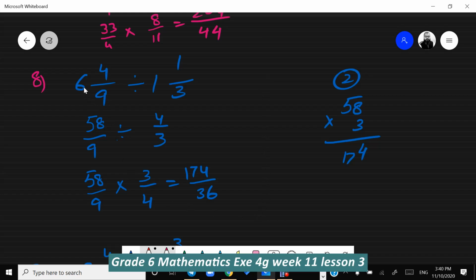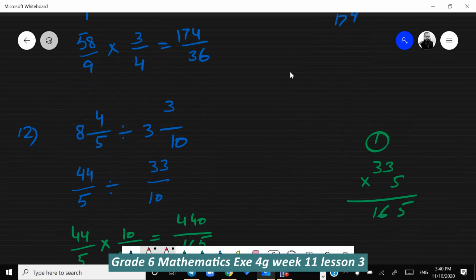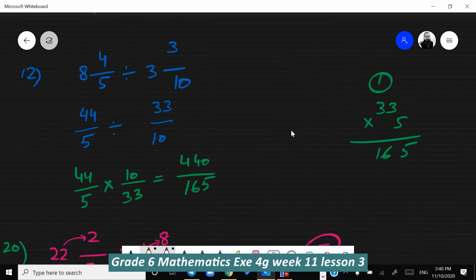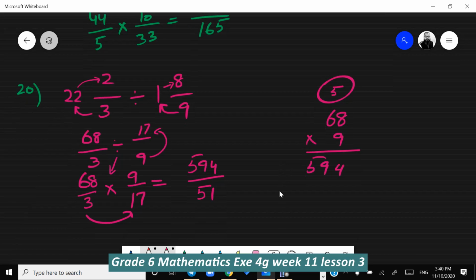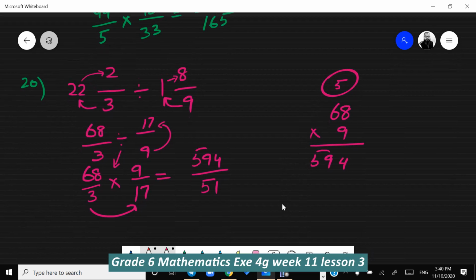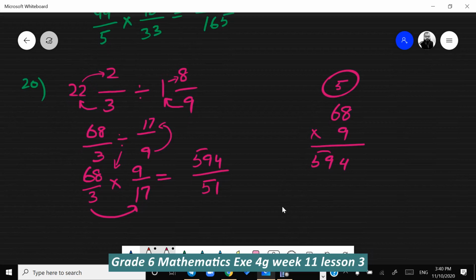Same process: 9 multiplied by 6 plus 4, 3 multiplied by 1 plus 1. And division converts to multiplication. This 3 goes up, 4 comes down. Question number 12. Question number 20. And the homework is written in the weekly plan. You can go over there, check the homework and solve it.